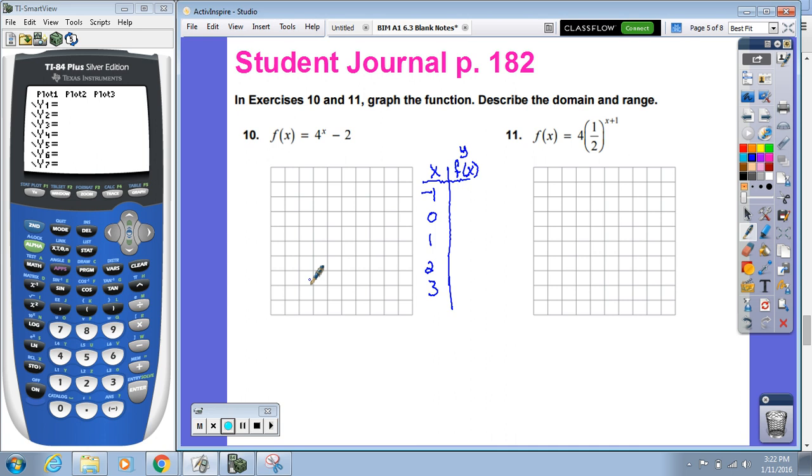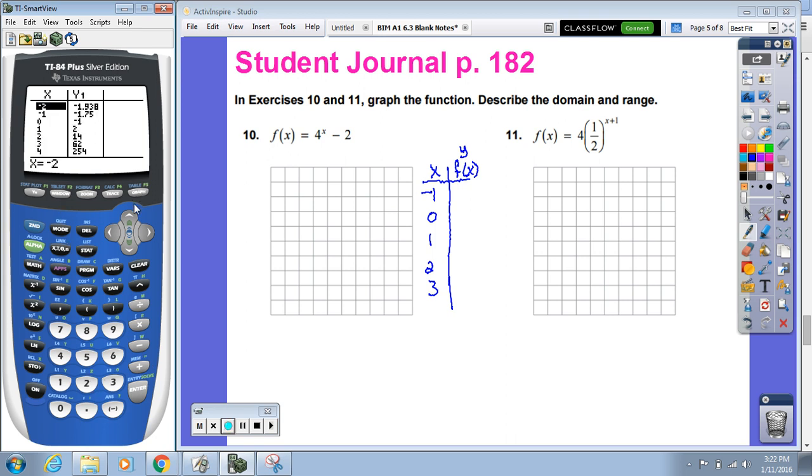So if we want to go ahead and just use our calculator, we're going to do 4 to the x, then we're going to do -2. Now, we can pull up our table or we can pull up our graph. I'm going to go ahead and pull up our table. So at -1, it's -1.75. At 0, it's -1, 1 it's 2, 2 is 14, and 3 is 62.